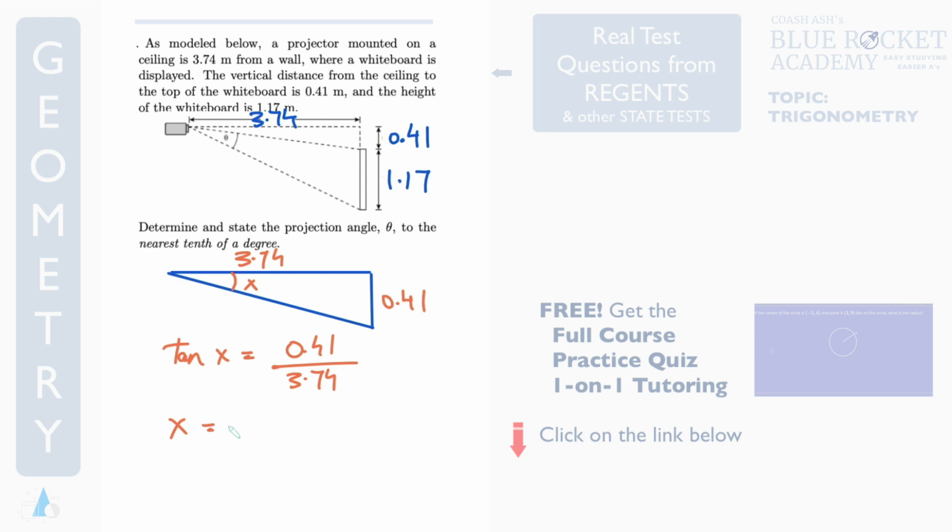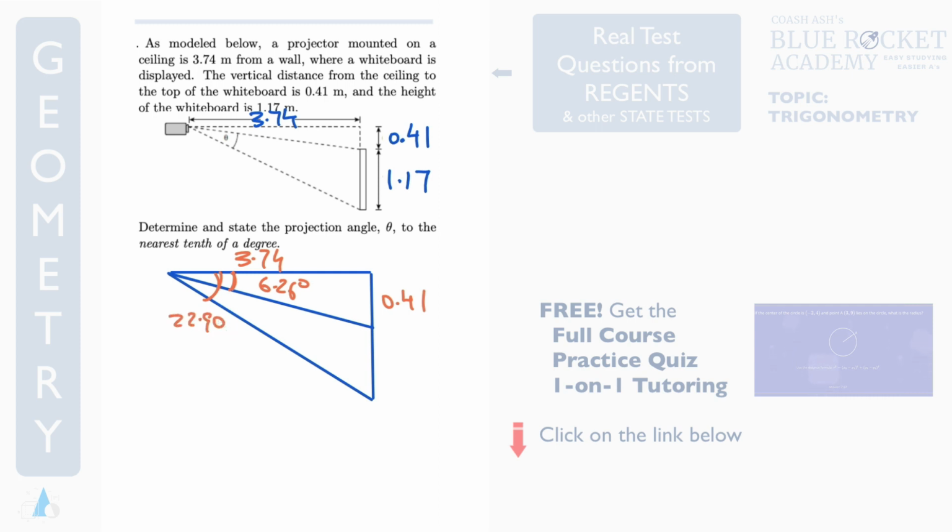To find x, you press the shift button again, the top left button on your calculator. Then you type tan and put in 0.41 and 3.74, and then you press enter. The answer you're going to get is 6.26 degrees. So we've got two values now. We've got the bigger angle, which was about 23 degrees, and the smaller one, which is 6.26. This bigger angle is 22.90.